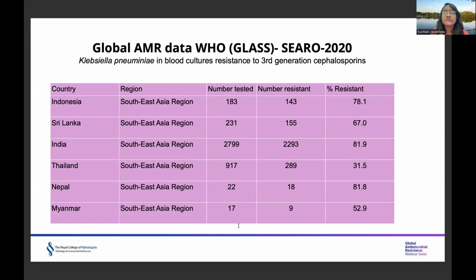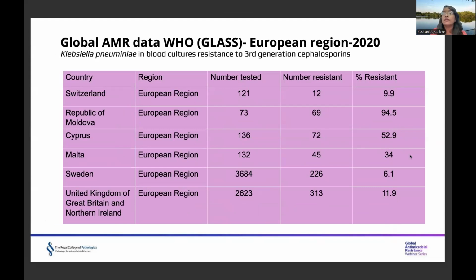And if you look at the data that we have published in the Global Laboratory-Based Antimicrobial Resistance Surveillance System of the WHO, in 2020, of the blood culture Klebsiella pneumoniae isolates, in the Sri Lankan data, 67% were resistant to third-generation cephalosporins. If you compare with other countries, the Asian countries also have resistance. But in the European countries, the same resistance in Sweden is 6.1%, and in Switzerland and the United Kingdom around 10%. So we have a very big problem of antimicrobial resistance in our country.